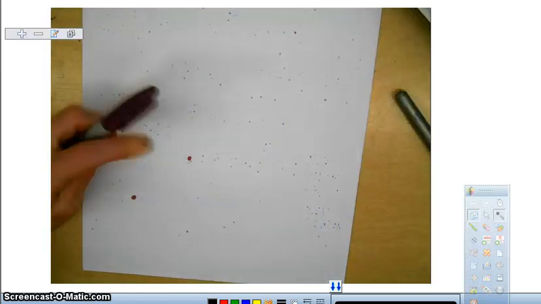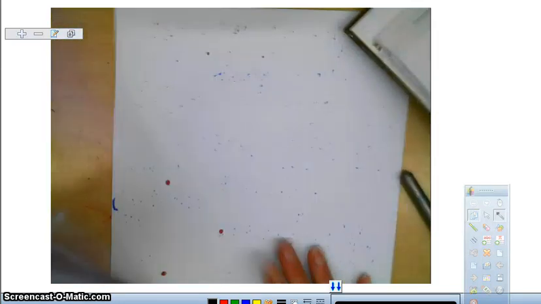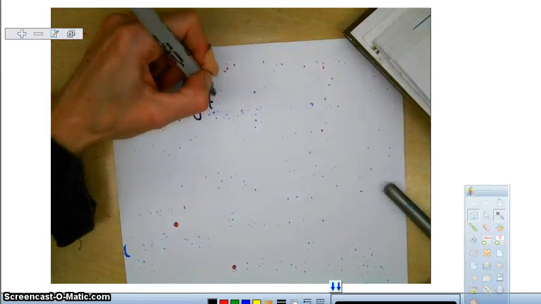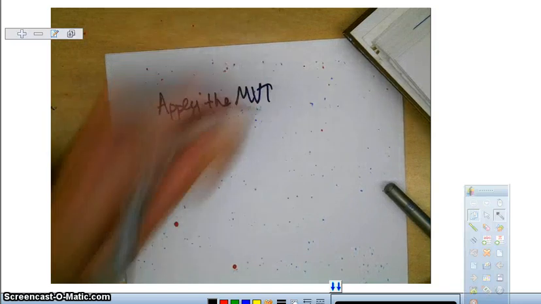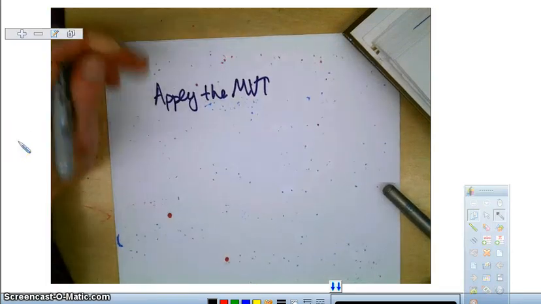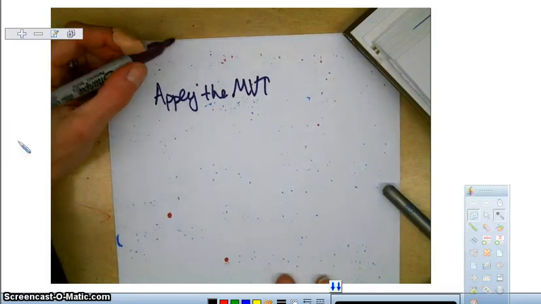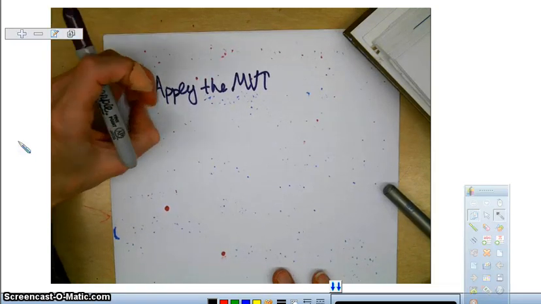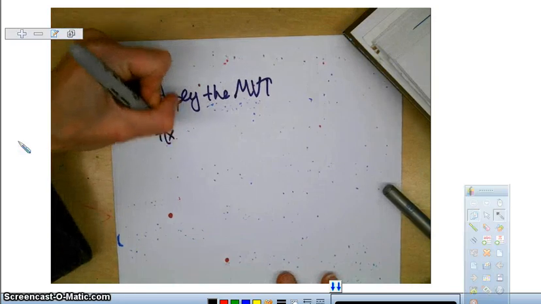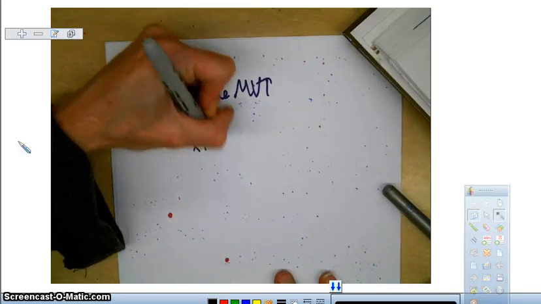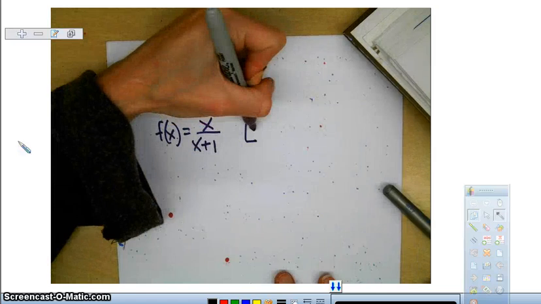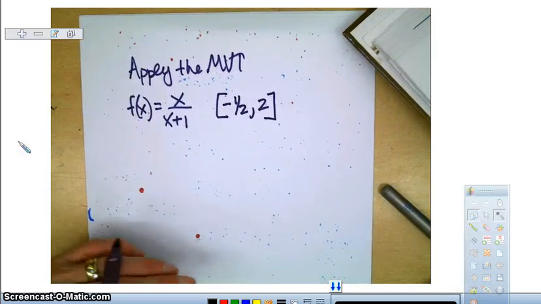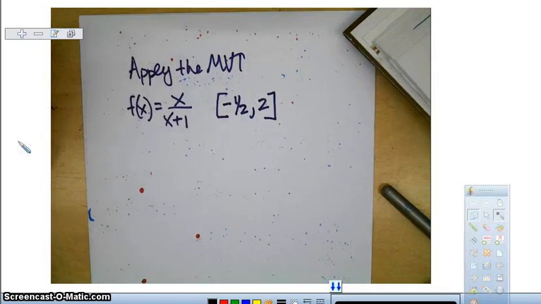All right. I'm going to do one more of those. So apply the theorem of the mean. Apply the MVT. That's how they abbreviate it a lot of times, apply the mean value theorem. All right, so this one, I would like one that is a fraction. So f of x equals x over x plus 1 on the interval from -1/2 to 2. So I would like to apply the mean value theorem to this function on that interval.